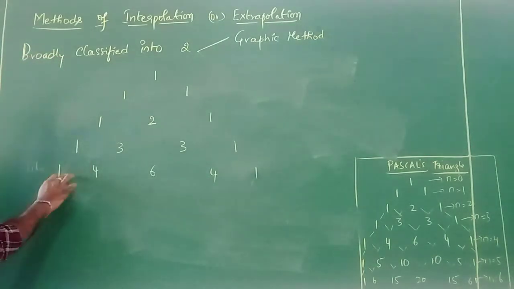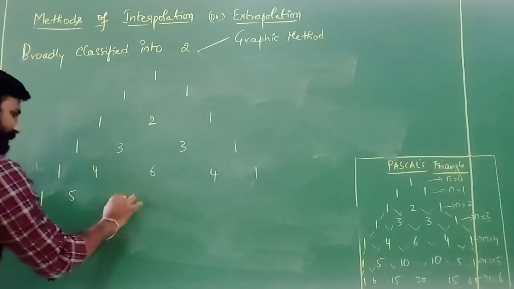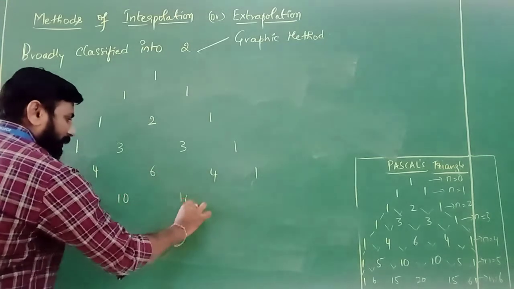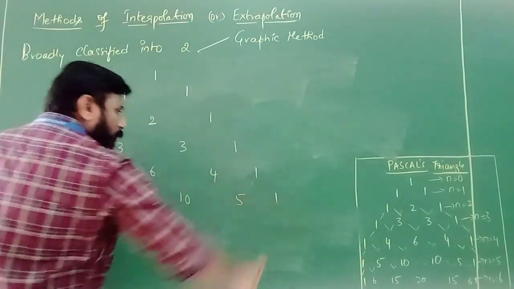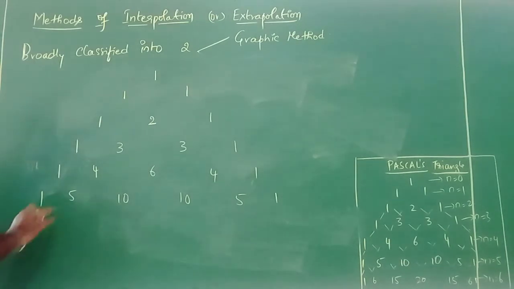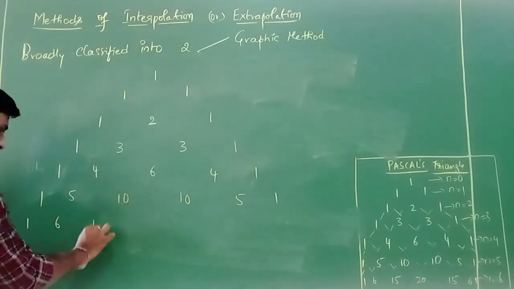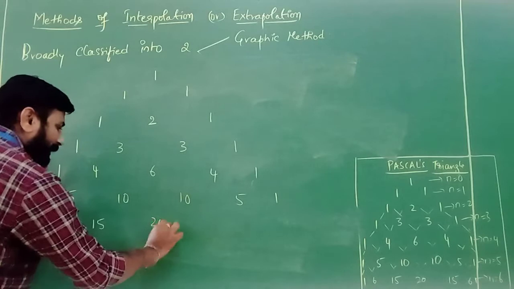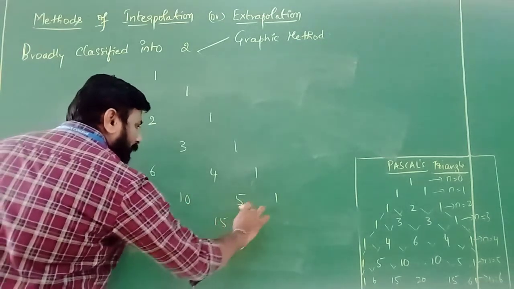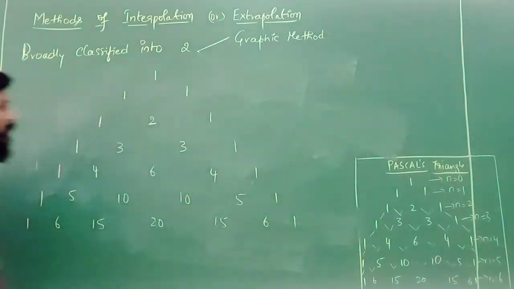Next 1, 1 plus 4 is 5, 4 plus 6 is 10, 6 plus 4 is 10, 4 plus 1 is 5, then 1. Next 1, 1 plus 5 is 6, 5 plus 10 is 15, 10 plus 10 is 20, 10 plus 5 is 15, 5 plus 1 is 6, then 1. See, look here.